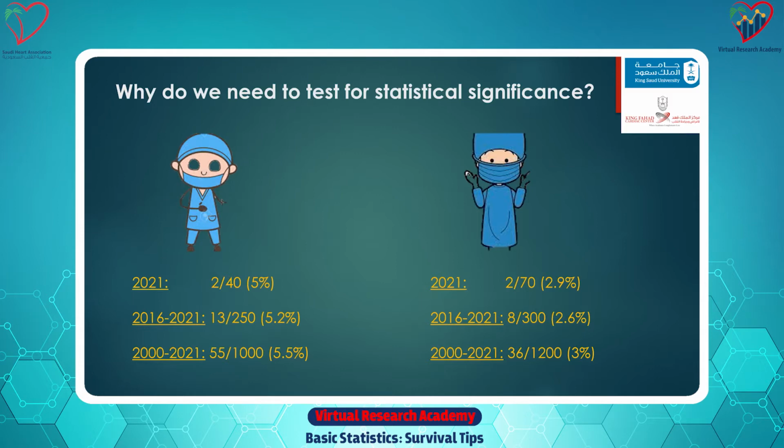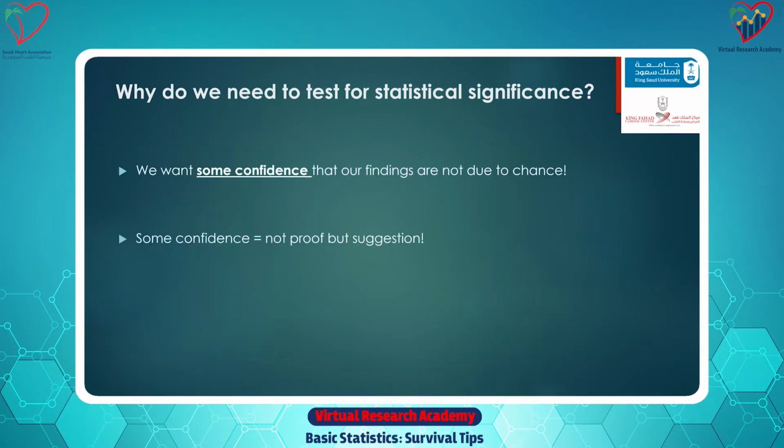And this is exactly why we test for statistical significance. This is essentially a plain English explanation of statistical significance. And actually, if you calculate the p-values, and these are real p-values, they correlate with this confidence about the difference. So in simple terms, we test for statistical significance because we want some confidence that our findings are not due to chance. Note that I say some confidence. So it's not proof, that's one thing.